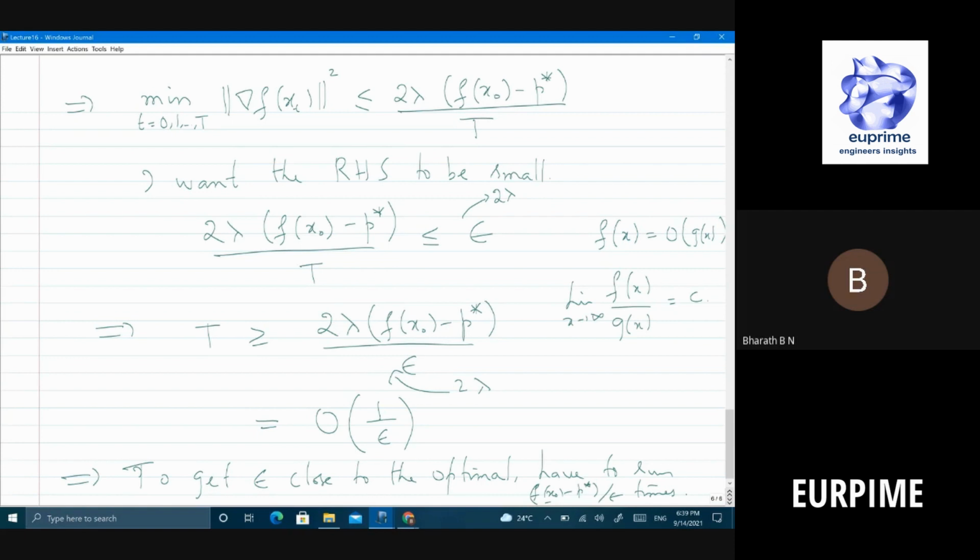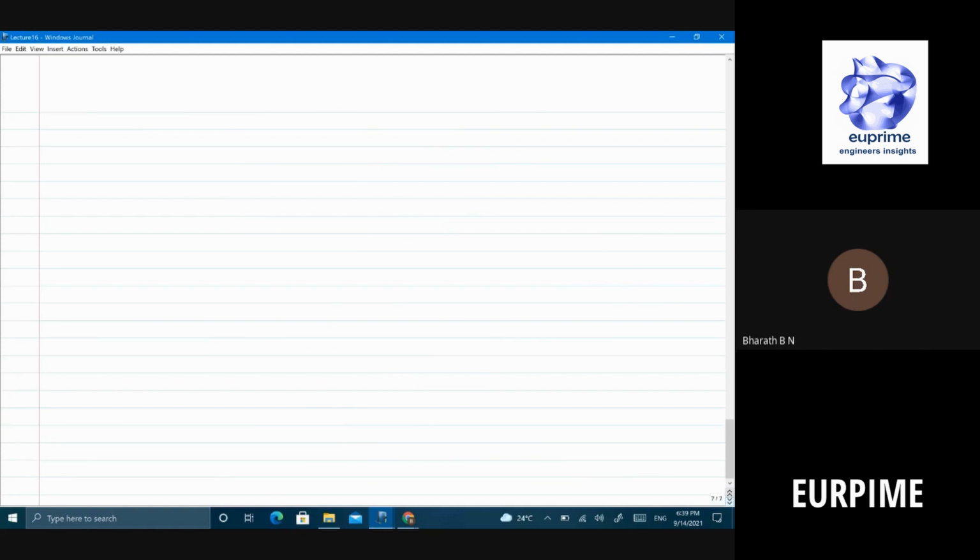Very clear, right? I think it's very difficult to remember what is f of x naught minus p star by epsilon, so I'll simplify. That's why order notation is very useful. You can get epsilon close to optimum after order of 1 by epsilon rounds. If I run the algorithm order of 1 by epsilon times, I will be epsilon close to the optimum, right? Very easy to remember: 1 by epsilon. You got the gist of the story, the big picture of what this result says.